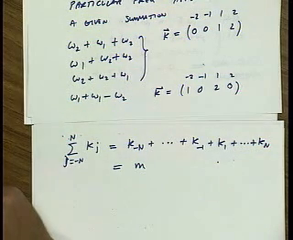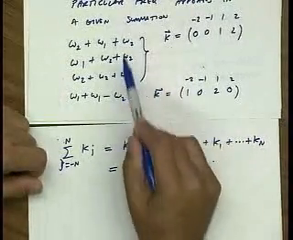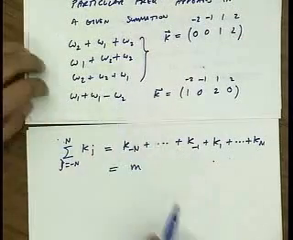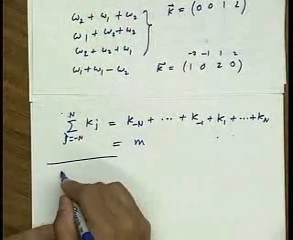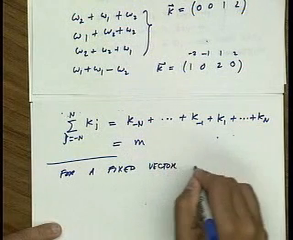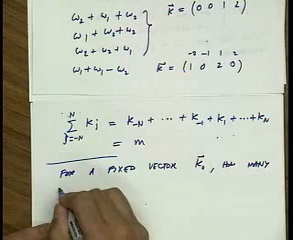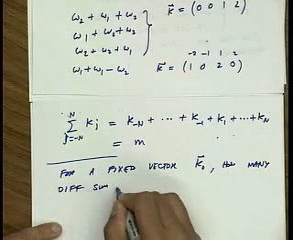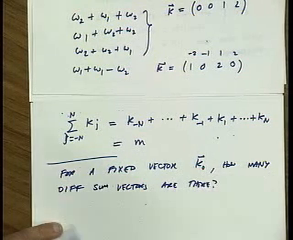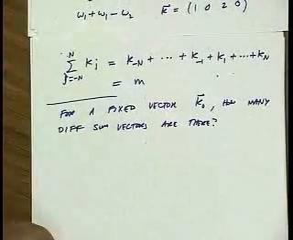So now we'd like to ask the question, for a given fixed k vector, how many different ways can we form this k vector? Right? So let me write that down. So for a fixed vector, let's say k naught, how many different sum vectors are there? Okay? So this is a little bit of simple counting.